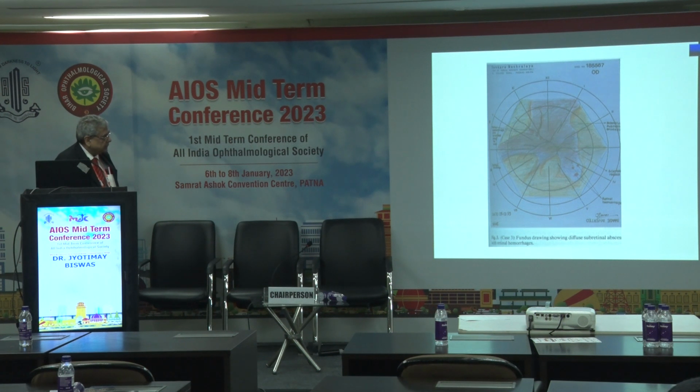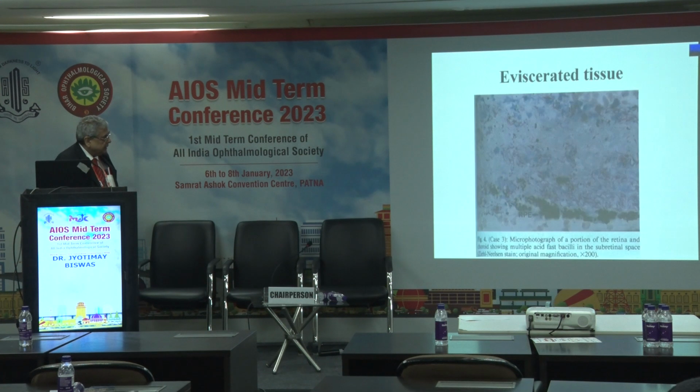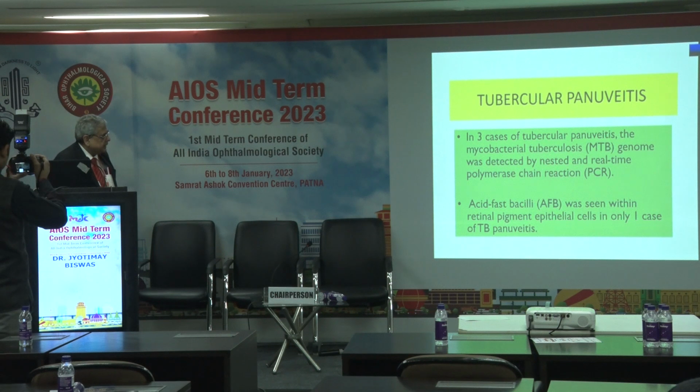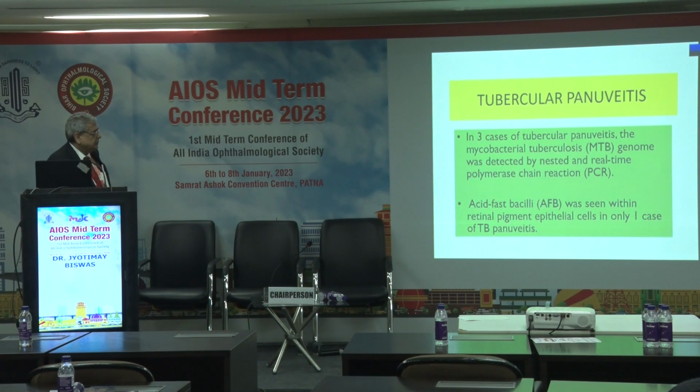In those times montage photography was not there, and in the eviscerated specimens we could see multiple acid fast bacilli, myriads of acid fast bacilli. These are 3 cases of tubercular pan-uveitis. We could find the Mycobacterium tuberculosis genome, which is detected by a newer technique, nested real-time PCR. Acid fast bacilli were seen in only one case of TB pan-uveitis.